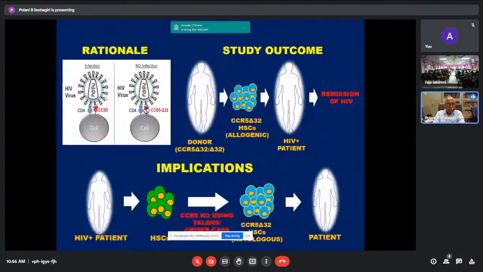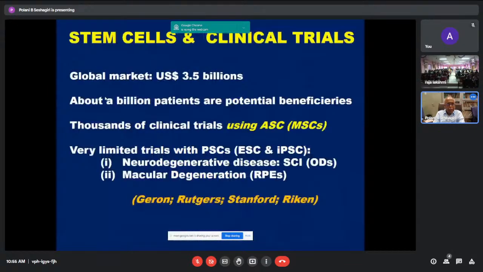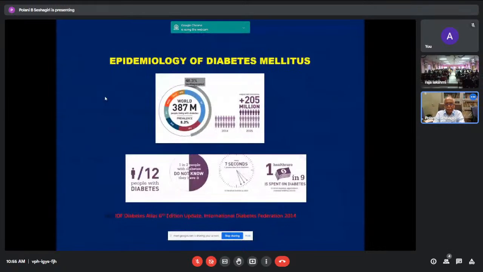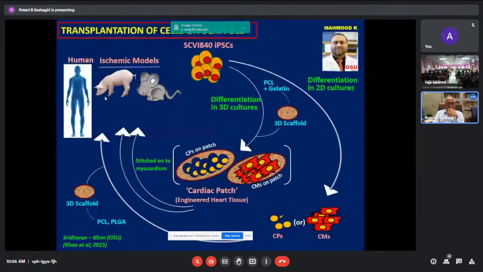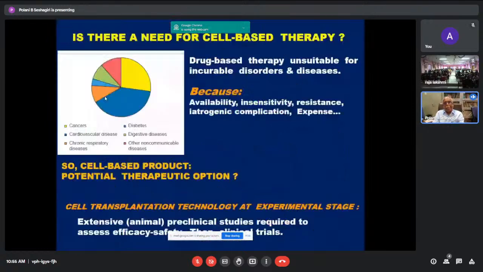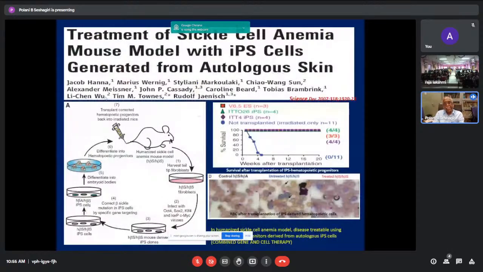And I'll show you one picture. I missed it somewhere. Okay, that's fine. Okay, so that's one typical example. And this is the hemophilia.